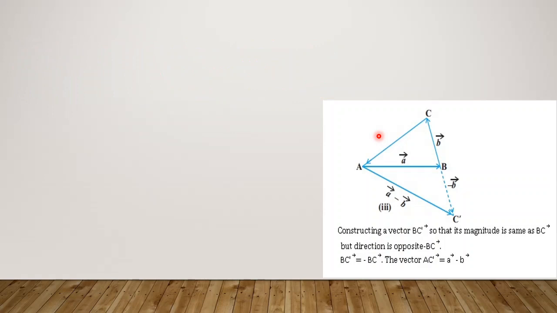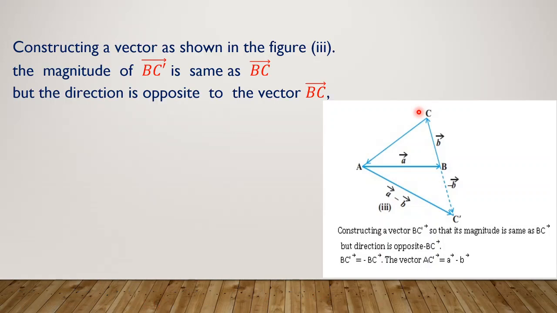Now suppose, as in the scenario already taken, a man moves from A to B, then from B to C. Suppose instead of moving from B to C, he moves from B to C dash, where C dash and BC have the same magnitude. What will be the resultant vector? Apply the triangle law of addition here. BC dash is equal to vector BC except its direction; it has the opposite direction. That means BC dash is equal to minus vector BC.